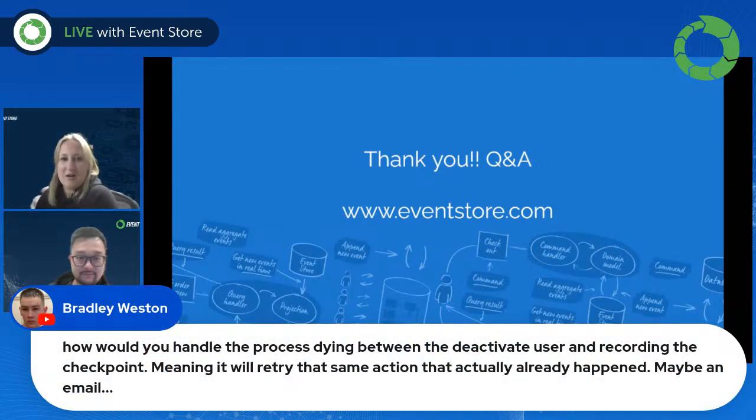How would you handle the process dying between deactivating the user and recording the checkpoint, meaning it will retry the same action that actually already happened? Maybe an email? Yes, that's a great point. You caught that. In this case, what you have to do is in the aggregate itself, you have to be able to manage idempotent deactivation. Certainly, when it died during that particular moment, it's not saved in the checkpoint, and so of course, you have to replay that again. Unfortunately, there's nothing much you really can do there.